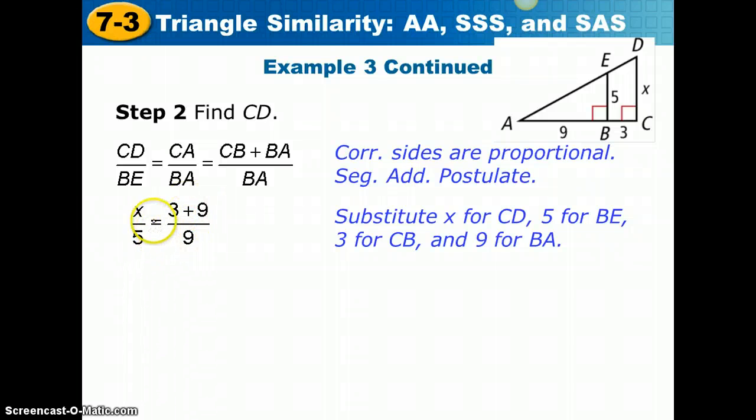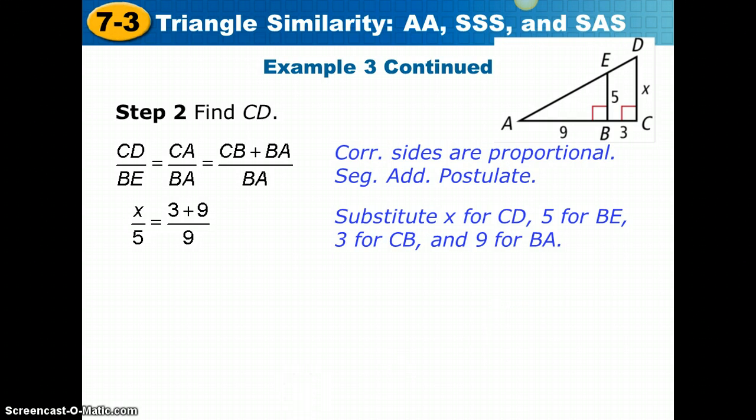In order to solve for x, we use the cross products property. Why don't you take a few moments, solve this proportion, and when you have a value of x, that will be the length of CD. When you're ready, you can continue by pushing play if you've paused the video, and check your result.